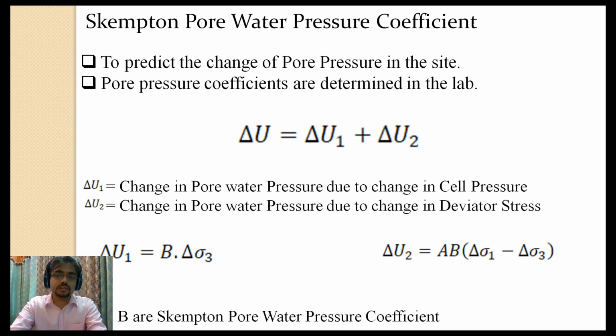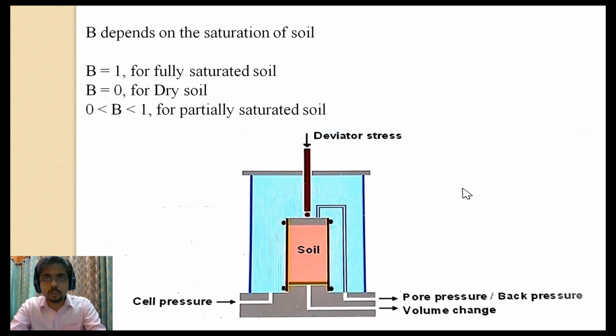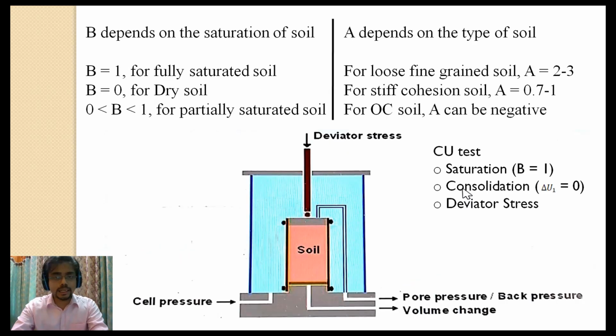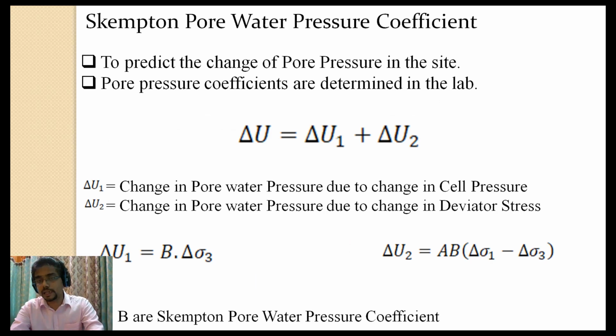So B is known, and A we have to find out from this particular equation. In this case, we can find out del U2 by the simple apparatus there. We can find out the deviator stress. The B is known, so you can find out the value of A. So this A depends on the type of the soil.